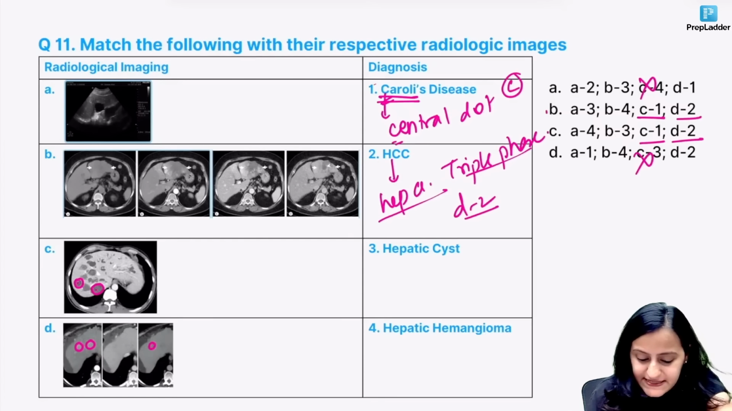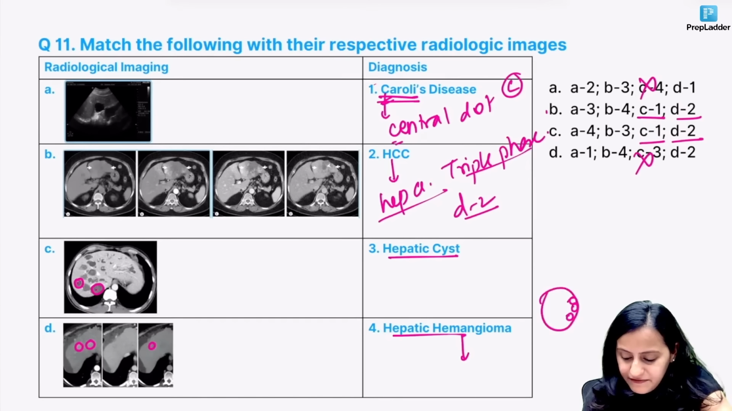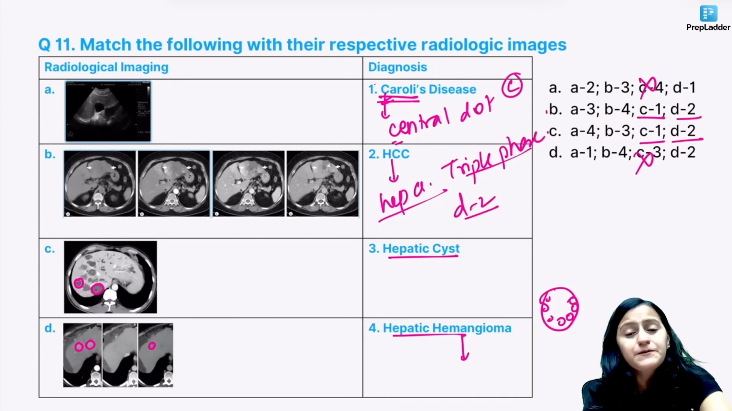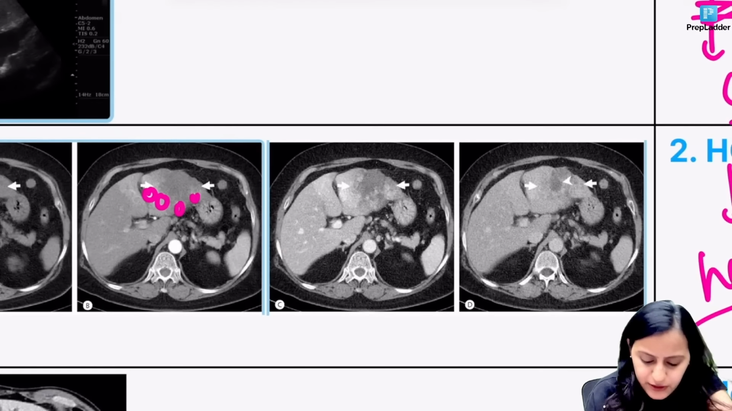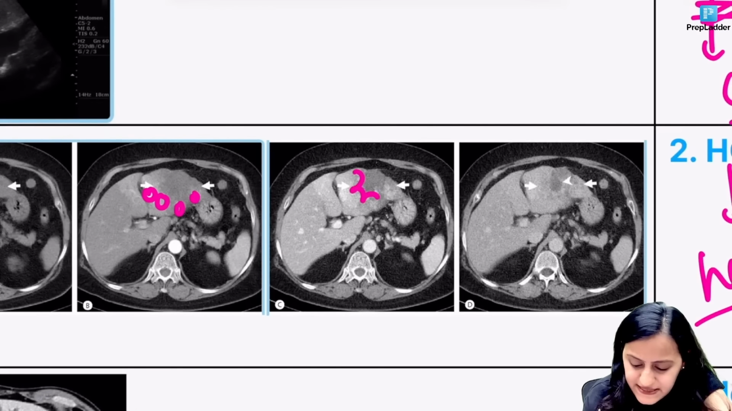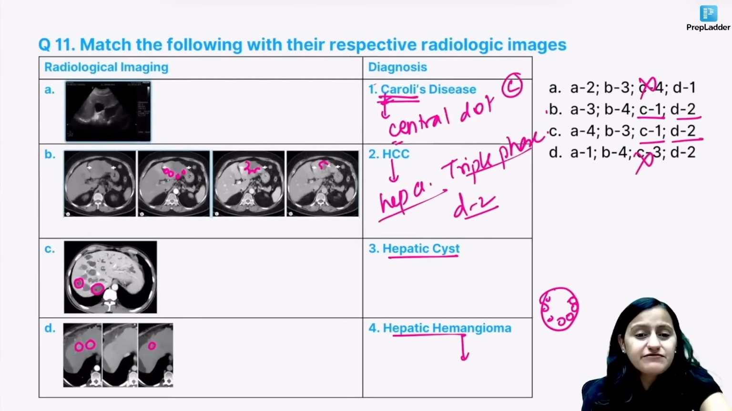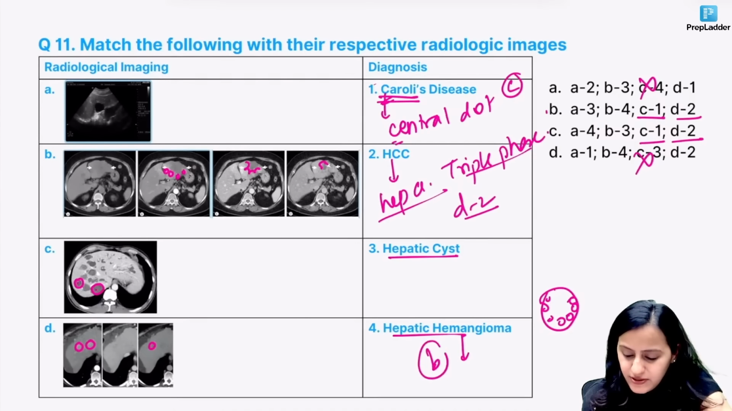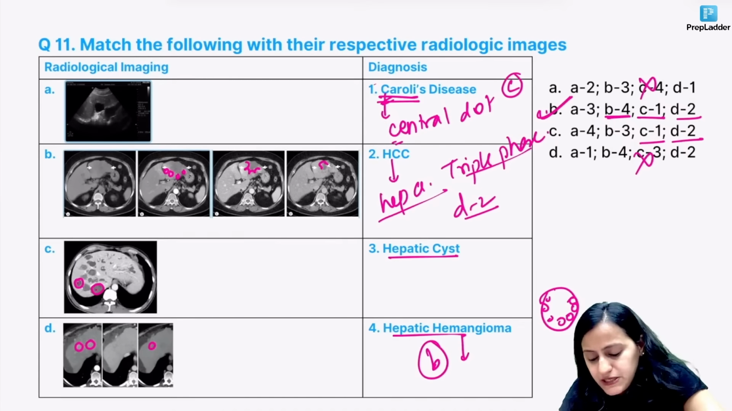Coming to hepatic cyst and hepatic hemangioma. Hemangioma classically shows peripheral nodular enhancement in the early arterial phase, and in the delayed images the enhancement fills in, right? There is centripetal filling. So that is what you are seeing in image B. This is the nodular white enhancement, and you can see that this enhancement is filling in the lesion, right? So there is centripetal filling. So hepatic hemangioma 4 is going to be B. B is going to be 4. So the correct answer is going to be your option B.